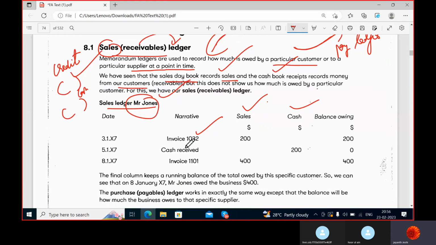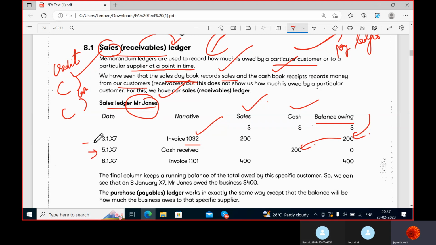There is an invoice number 1032, which shows sales made to our customer Mr. Jones, and it's a credit sale. So he is supposed to make the payment to us of $200. That is the balance owing. Then we received cash from Mr. Jones, the amount which he was supposed to give to us. He made the payment.